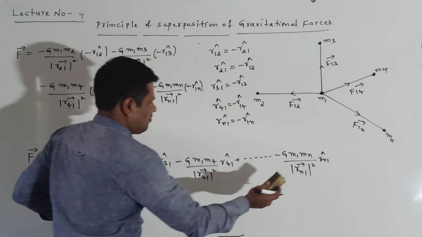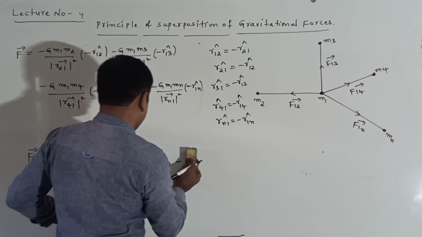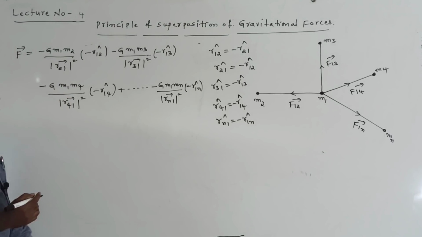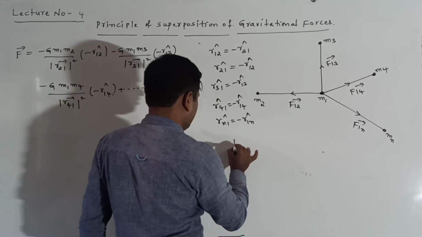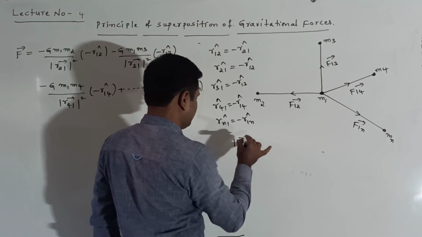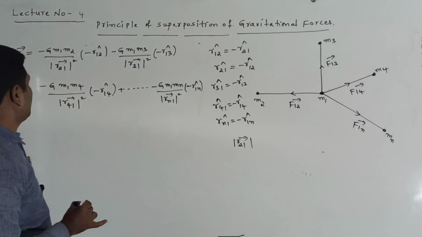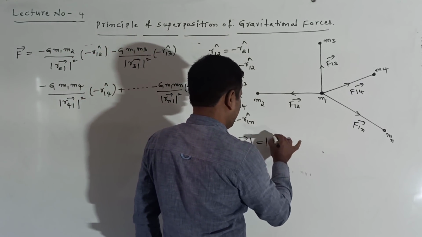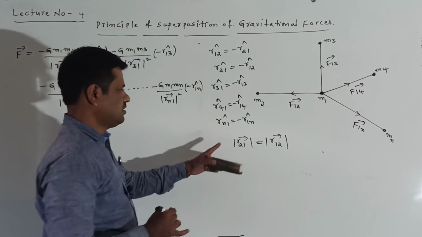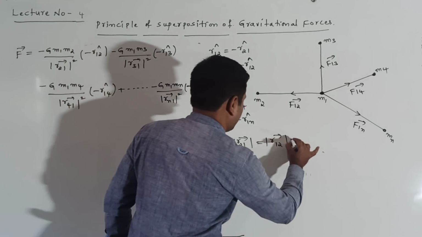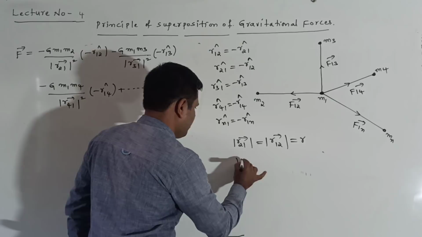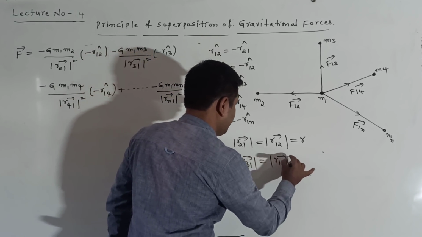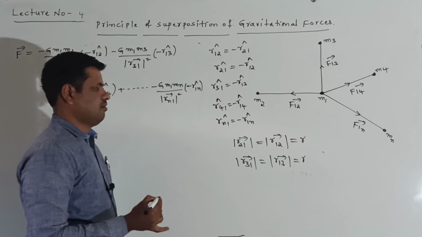Now next I am changing another equation also. Listen here, in the previous class we discussed this condition too: mod of r21 is equal to mod of r12 bar. We know this is considered as the distance r. Similarly, mod of r31 bar can be written as r13 bar, which is equal to r.